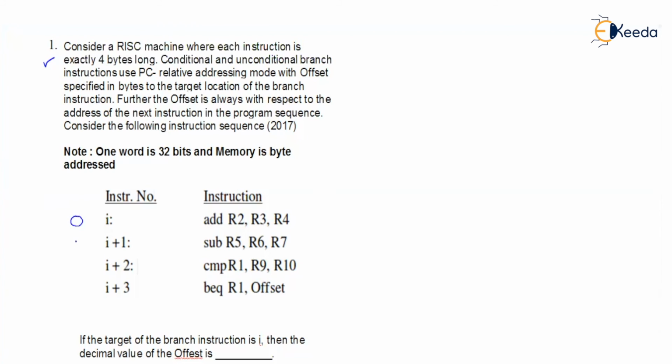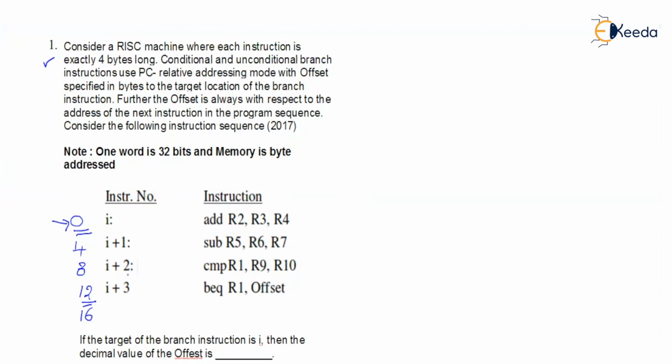The second instruction address will be 4. The third instruction address will be 8. The 4th instruction address will be 12. The program counter value for the 4th instruction is 16, right? Now, this 4th instruction is branching to the first instruction. That is, the effective address for this instruction while branching is 0. The branch target address is equal to 0.